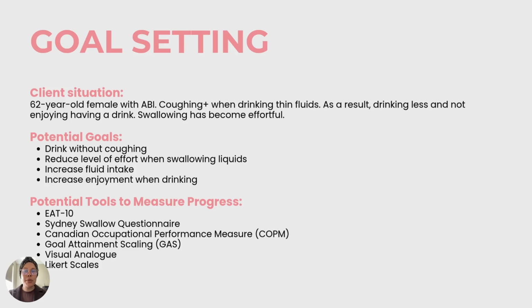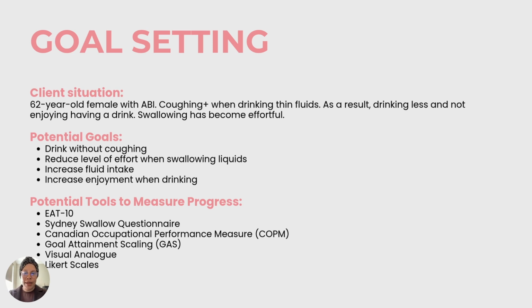Okay, so how could we measure progress with these goals and get a baseline? I'll go through a few examples, and the first three tools you'll recognize because we talked about these in the chapter on published assessments and outcome measures. So we might use the EAT 10 because there's a statement there that might capture one of these goals, and it's statement number 3, which is swallowing liquids takes extra effort.